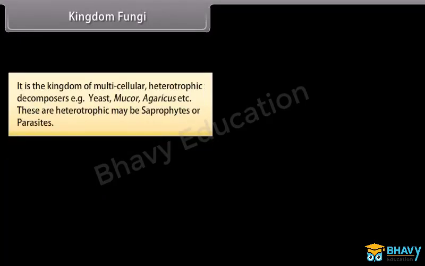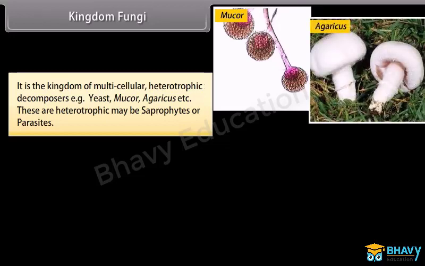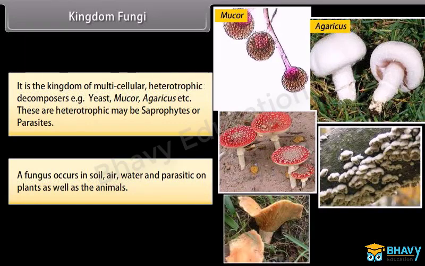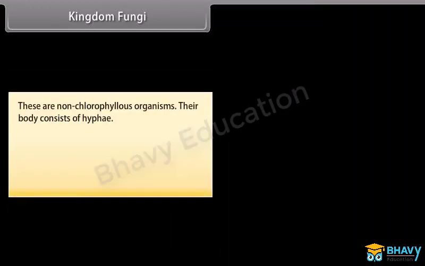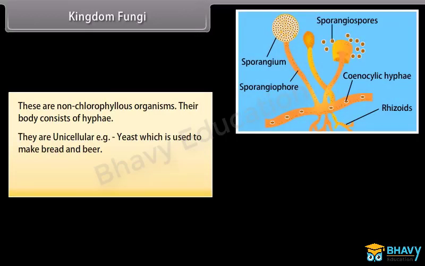Kingdom Fungi. It is the kingdom of multicellular heterotrophic decomposers. For example, yeast, mucor, agaricus, etc. These heterotrophs may be saprophytes or parasites. A fungus occurs in soil, air, water, and is parasitic on plants as well as animals. These are non-chlorophyllous organisms. Their body consists of hyphae. Some are unicellular, for example yeast, which is used to make bread and beer.